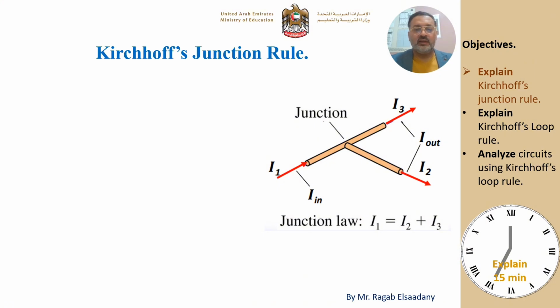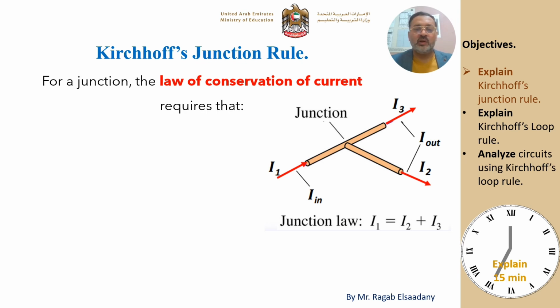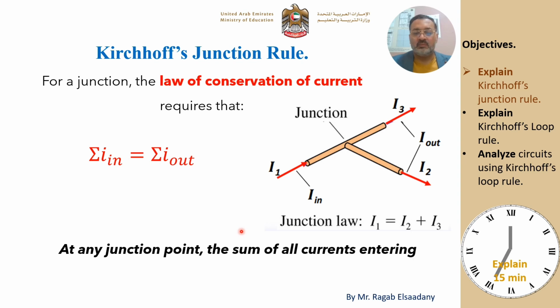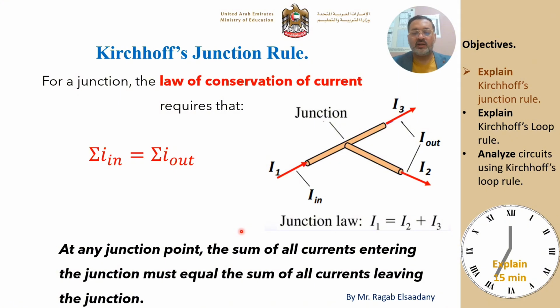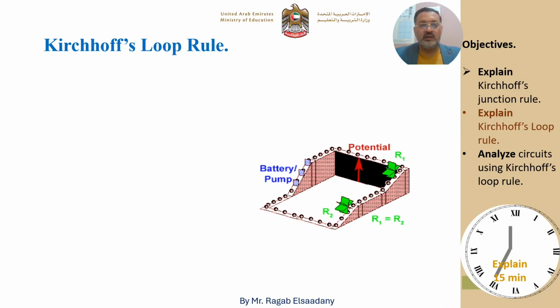Kirchhoff's junction rule, in other words: for a junction, the law of conservation of charge requires that summation of current in equals summation of current out, or sigma I in equals sigma I out. With I1 in, and I2 and I3 out, the junction law gives I1 equals I2 plus I3. At any junction point, the sum of all currents entering the junction must equal the sum of all currents leaving the junction. Now let's talk about the second rule, Kirchhoff's loop rule.